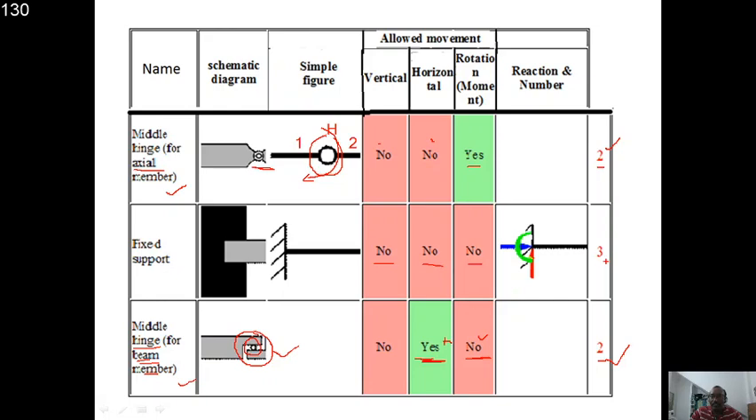Hence, the number of reaction components is three. That's why here it is horizontal resistance, vertical resistance, and this one is moment resistance, right? So these types of arrangements are for the supports and their restraints. The fixed support is the best support for building rigid frame structures.